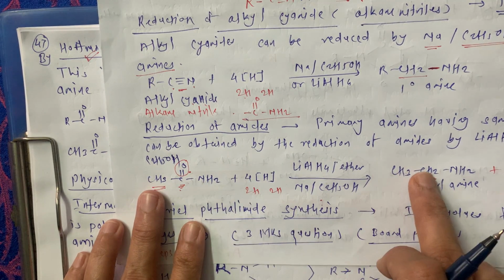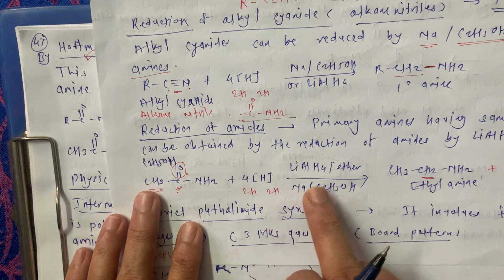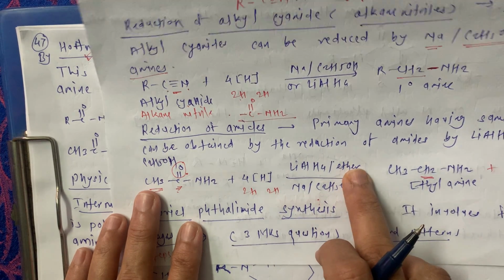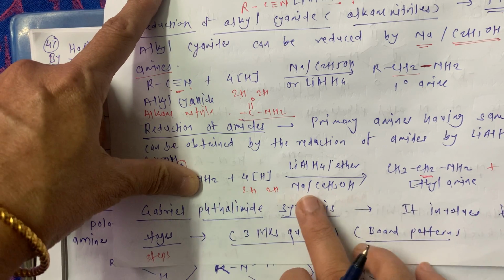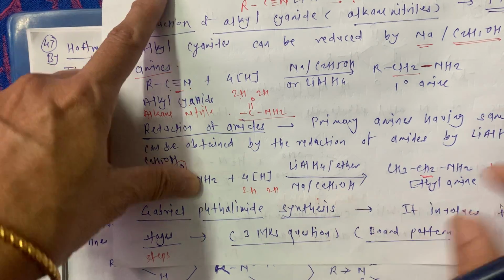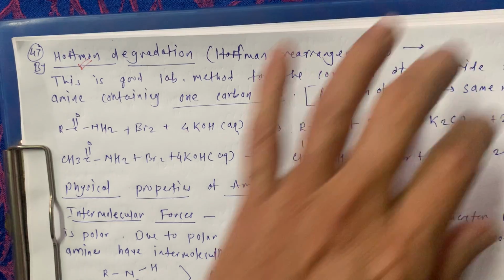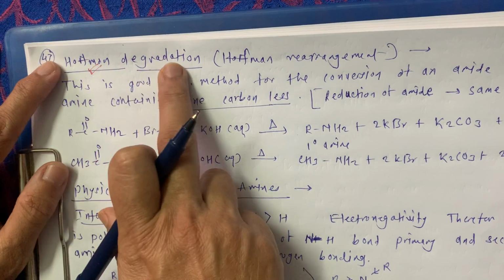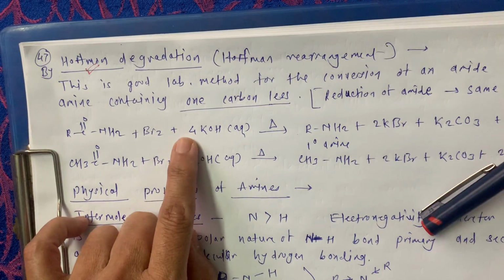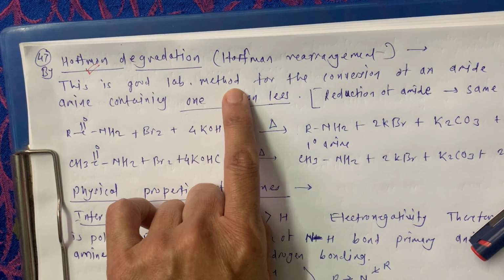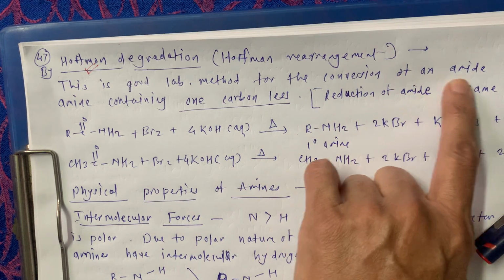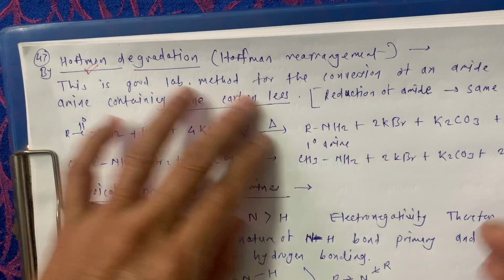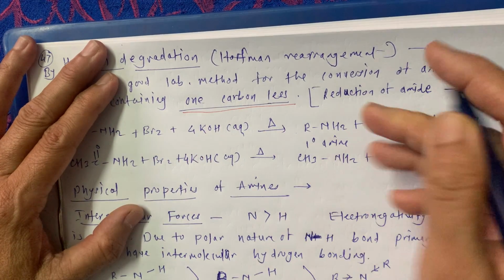If the same number of carbons, then you have to use reduction of amide by lithium aluminum hydride in presence of ether as a solvent, or sodium in presence of ethyl alcohol. But if you want degradation, means 1 carbon less as compared to the reactant, then you have to use the Hofmann degradation method. This is a good laboratory method for the conversion of an amide into primary amine containing 1 carbon less. This is very important, 1 carbon less.